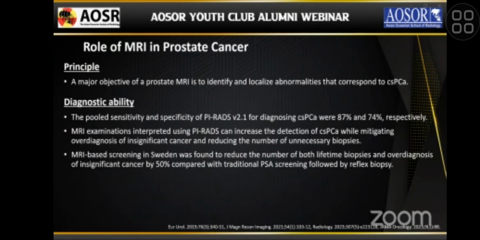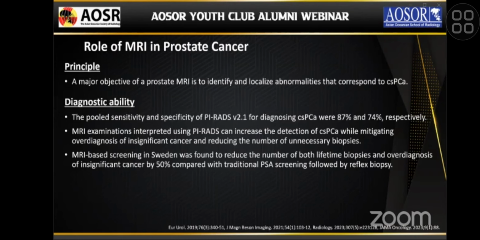MRI is a powerful tool in the detection and localization of clinically significant prostate cancer. Using the Prostate Imaging Reporting and Data System, PI-RADS version 2.1, for MRI interpretation increases the detection rate of clinically significant prostate cancers, reduces the overdiagnosis of insignificant cancers, and decreases the number of unnecessary biopsies. MRI can also be used for population-based screening for prostate cancer.